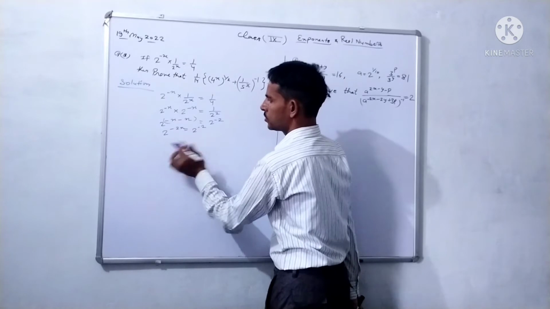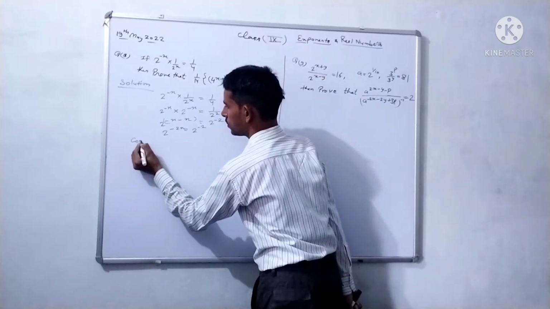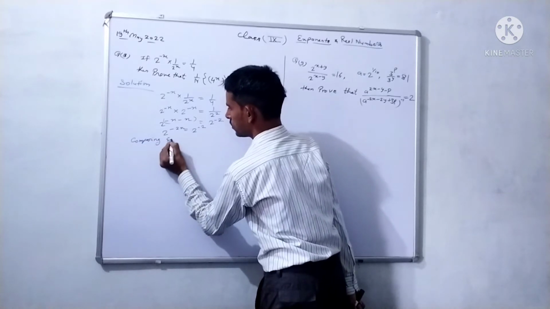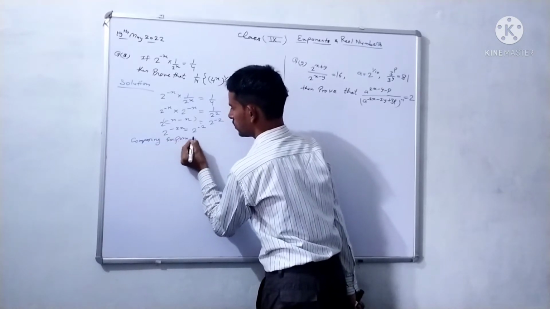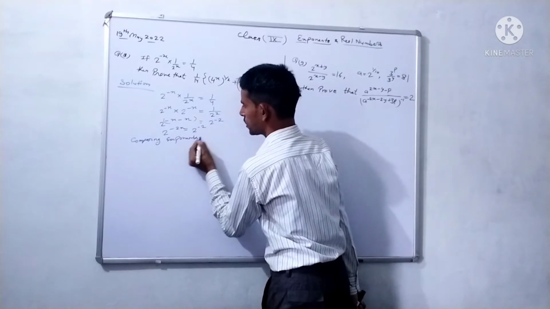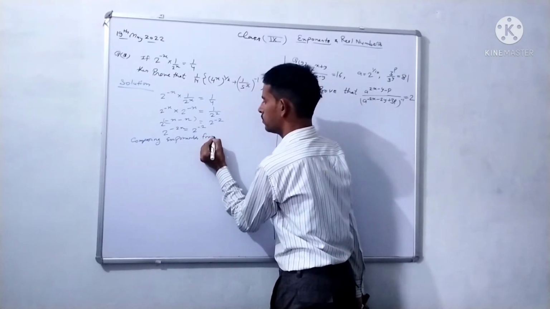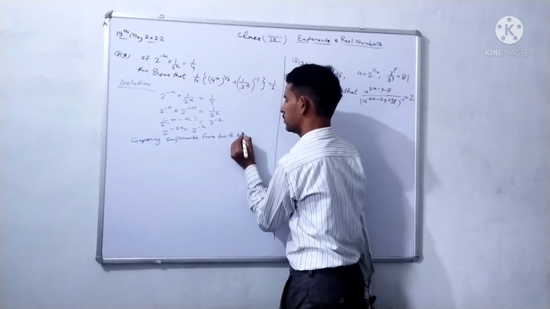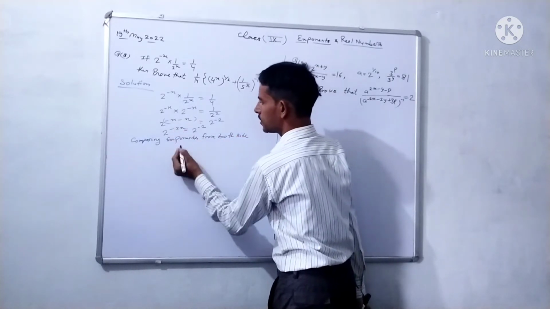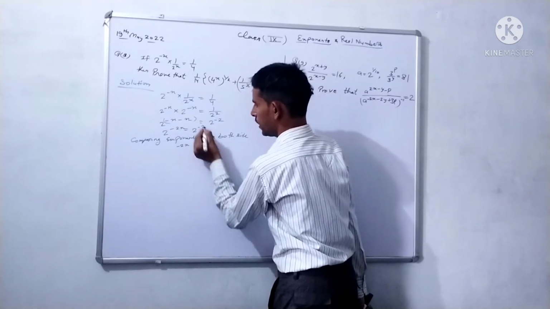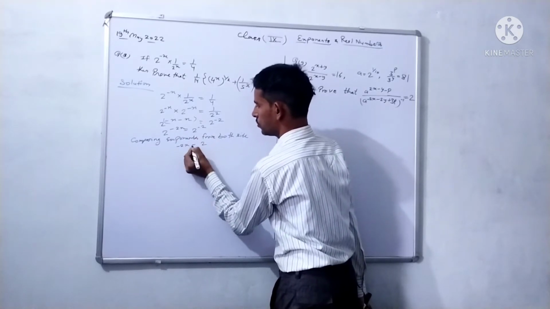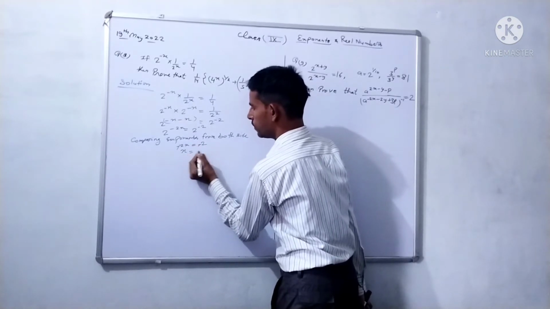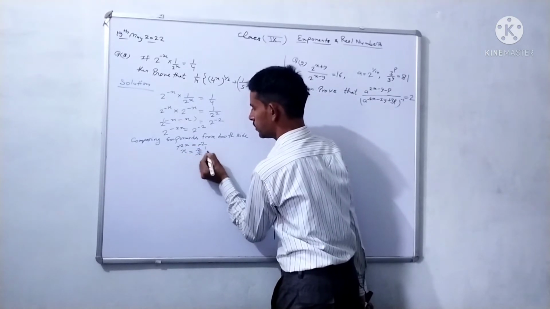Again here the bases are the same, so we can compare, comparing exponents from both sides. Here the exponent is minus 2x and here minus 2. We can cancel minus with minus, and the value of x will be 2 upon 2, that is 1.